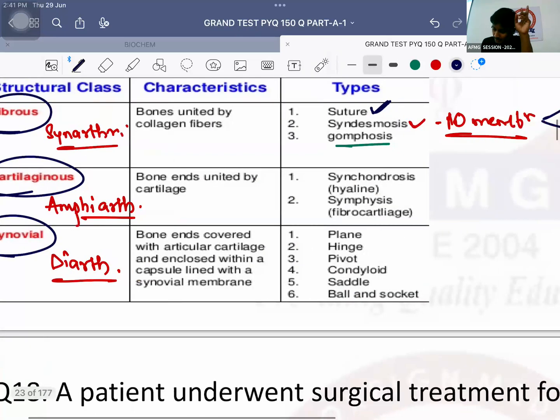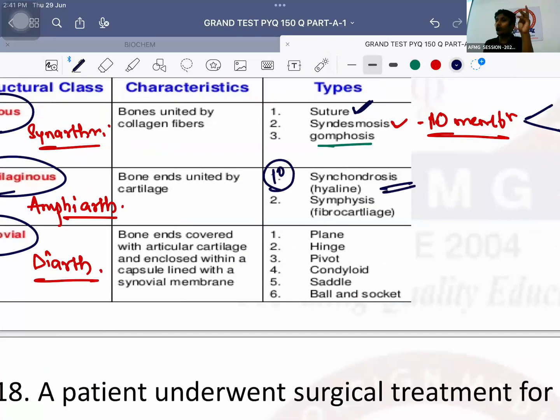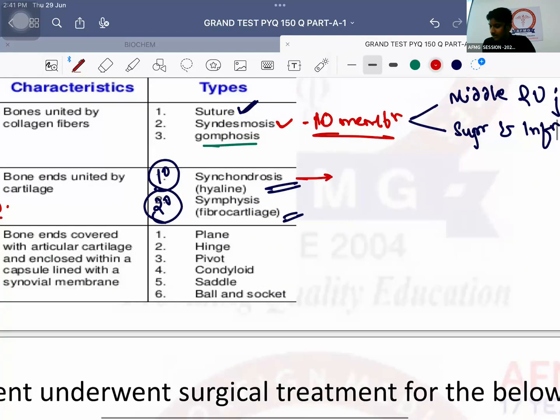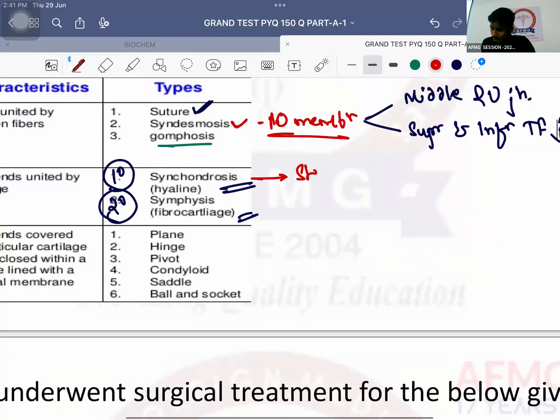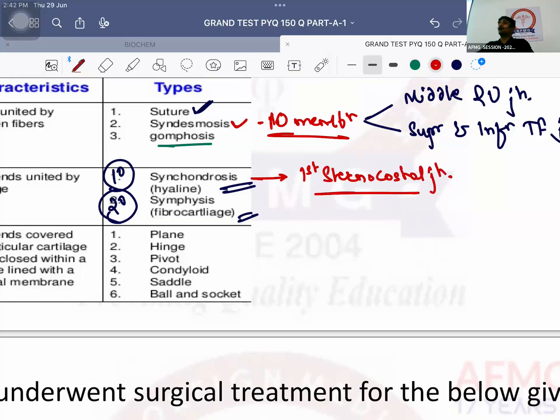Primary cartilaginous joints are called synchondrosis, and secondary cartilaginous joints are called symphysis. What is the best example of synchondrosis? Anybody? Best example of synchondrosis: first sternocostal joint. Costa is nothing but rib. So the joint between the first rib and the sternum is a primary cartilaginous joint known as synchondrosis.